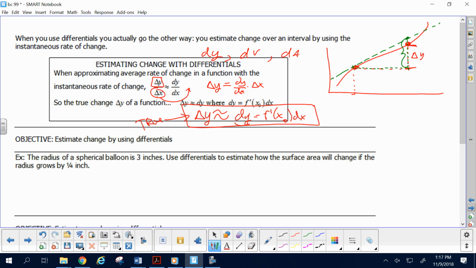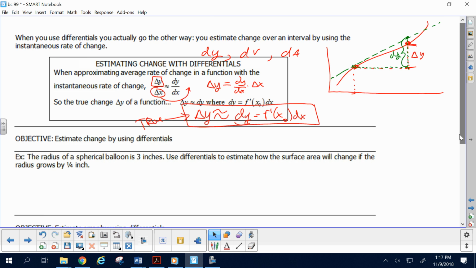Now, that would be the idea: based on how much it's changing at that instant, times an amount of change in x, gives me the amount of change in y. It'll be a good estimate. As long as the point's not too far away and the curve isn't too bendy, it'll be a good approximation.